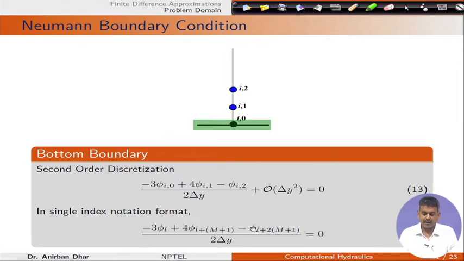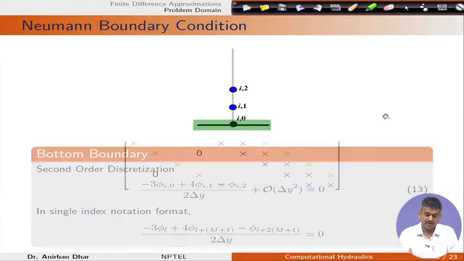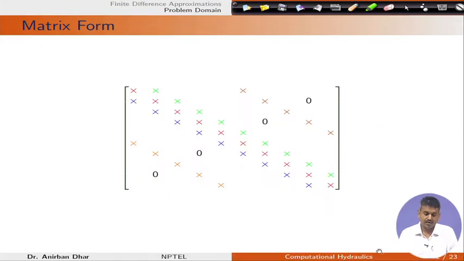Again, we are getting some equation for those boundary points. Now, with this governing equation in discretized form and boundary conditions, we can form the matrix for solution.